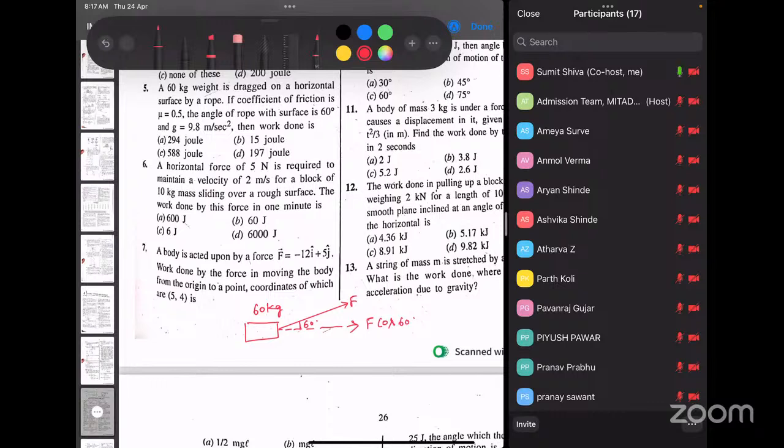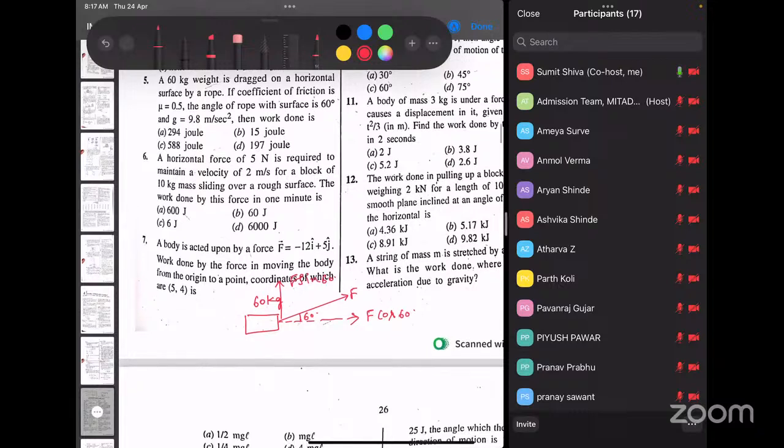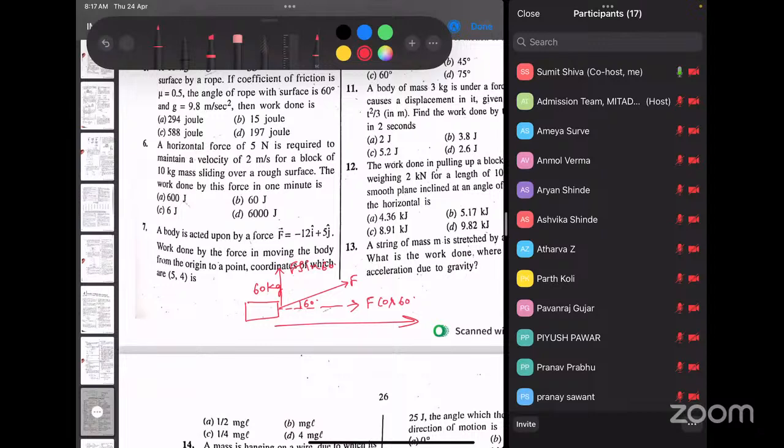And this will be F sin 60. If the object is going in this direction, you can clearly see that this force and this direction are at 90 degrees, which means by this force there will be no work done. So it is of no use in calculation. Skip it. We will focus on this force.